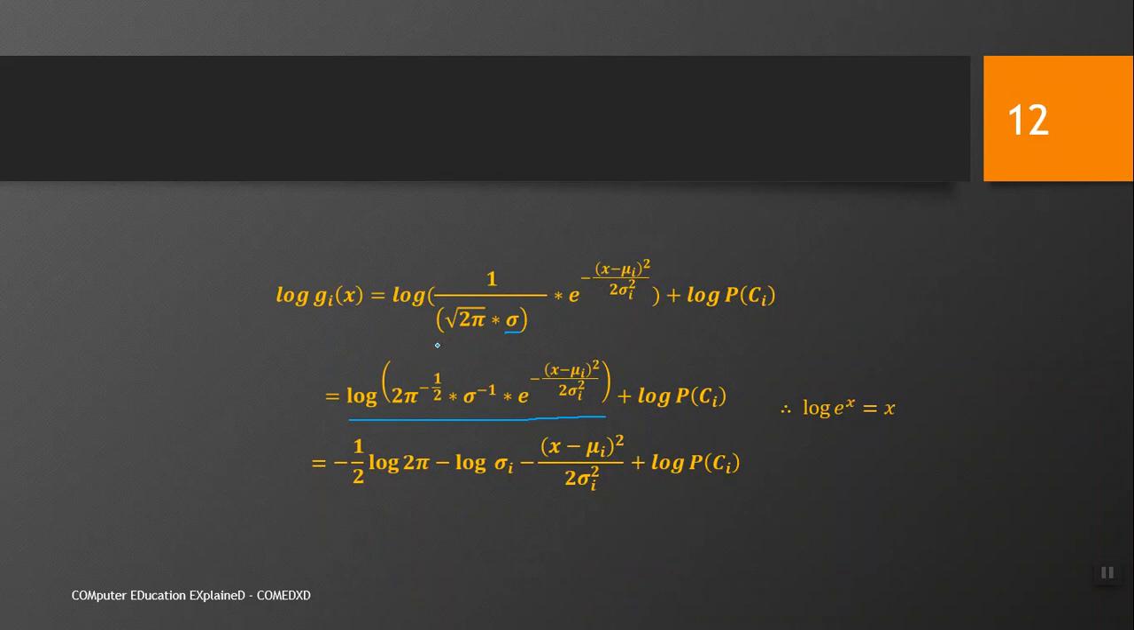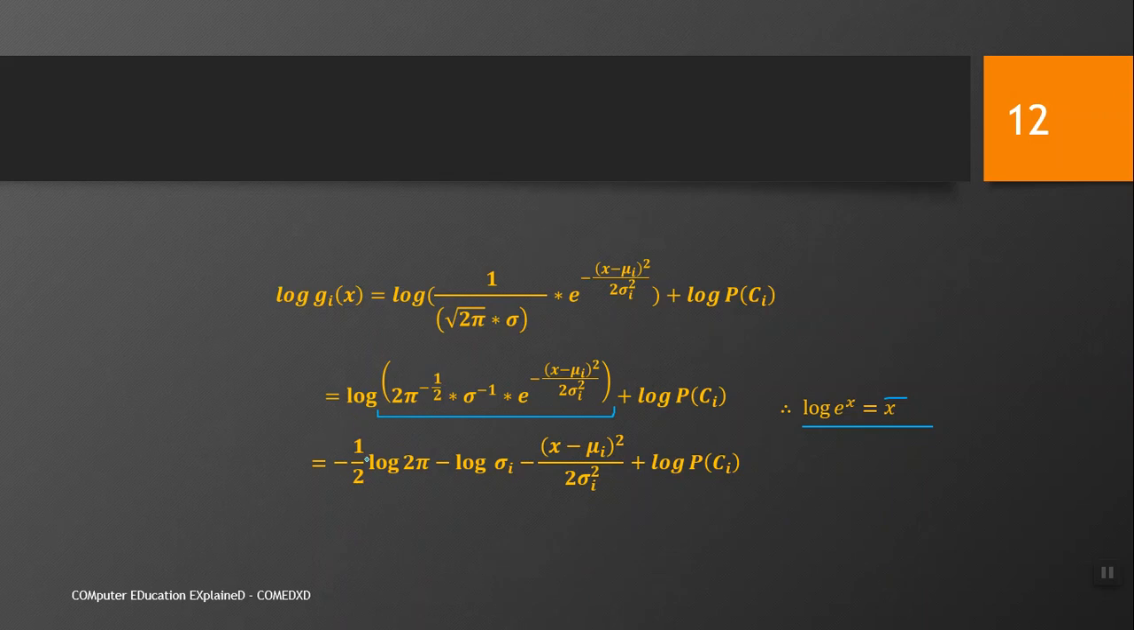So we have only simplified this term and we have reproduced this term as it is. And we know that if we take the log of e to the x, that becomes x. So by using this, we apply the log inside this expression, log 2 pi minus 1 by 2.